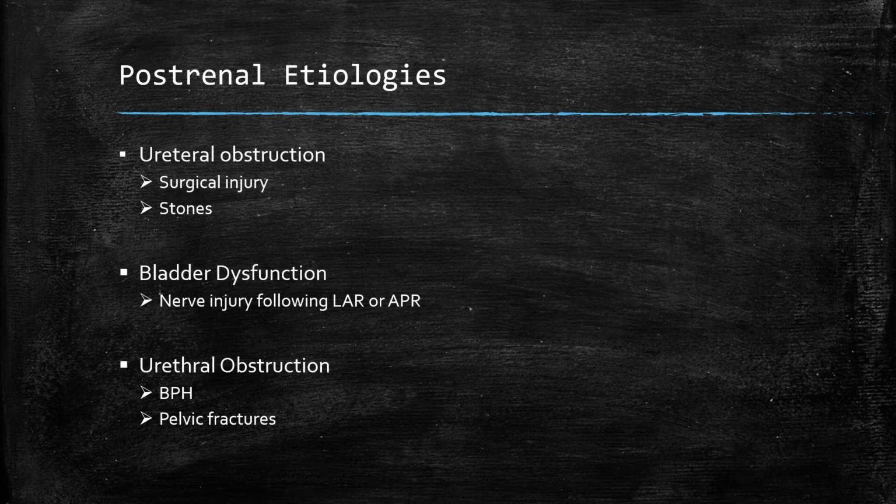Postrenal etiologies are related either to mechanical or functional obstruction. During pelvic operations like low anterior resections or abdominal perineal resections, ureteral injury is a possible complication, either unilateral or bilateral. And in the post-op period, a patient who's had one of these procedures who's not making urine, once they've been adequately hydrated, is going to need to be worked up by ultrasound for obstruction.